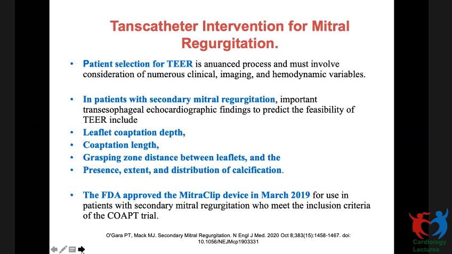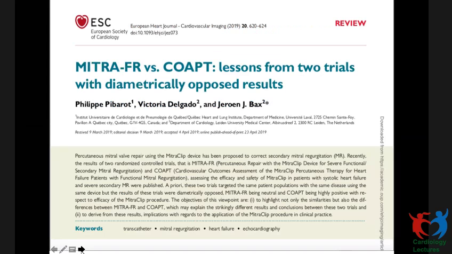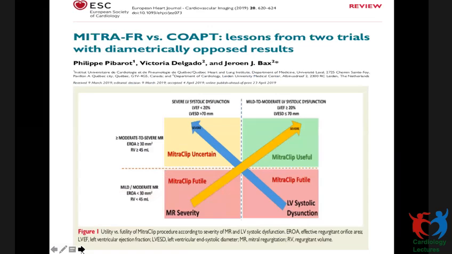And when I searched on Google, there is one more important study, actually a review article published in the European Heart Journal. That is MITRA-FR versus COAPT: lessons from the two trials with diametrically opposed results. They tried to analyze what happened and what the difference is between the two trials, and based on this study of the two trials, they published one more article in the European Heart Journal. Involving all the patients from the MITRA-FR and COAPT trials, altogether they segregated the patients into 4 categories based on the severity of LV dysfunction and the severity of MR.